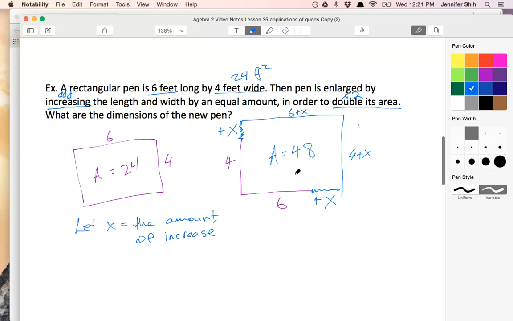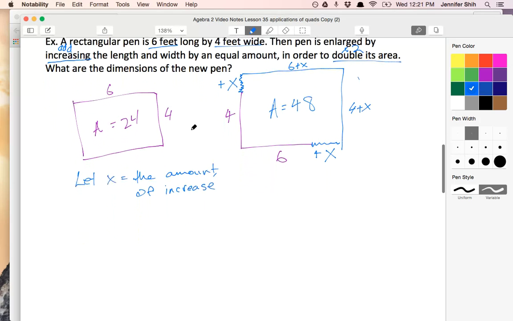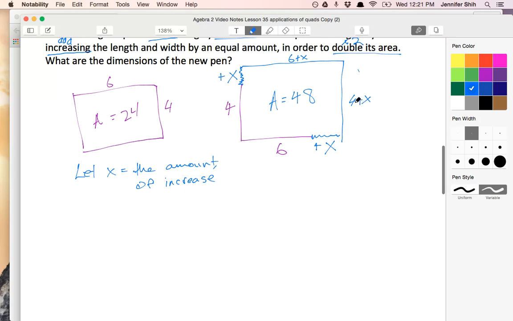So now we need to find what are the dimensions of the new pen. Well, the length of the new pen is 4 plus x, and the width of the new pen is 6 plus x. So we need to find what x is so that we can find the actual dimensions. So we want to know what this is equal to and what this is equal to. So let's set up an equation.